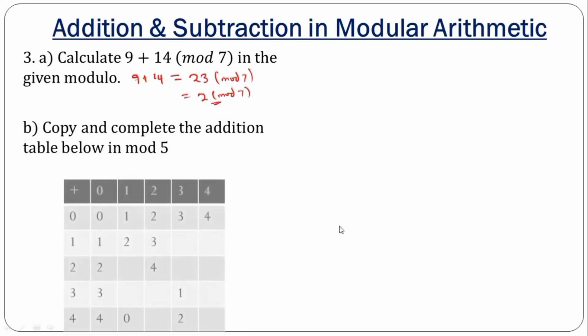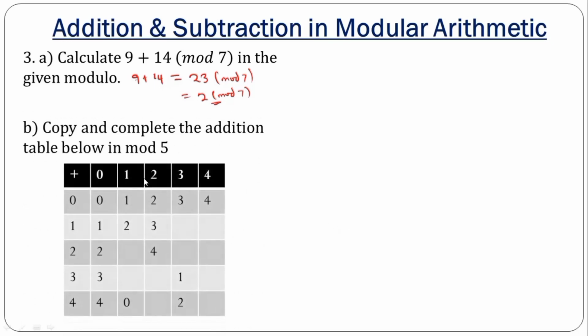This one is now in tabular form. They are asking us to copy and complete the addition table below in mod 5. All you need to note is that you first of all pick the vertical value before adding it to the horizontal. If it's subtraction, the same thing. So if I pick this 0, I'll add it to this 0. Of course, it is 0. This plus everything here will be the same. Of course, it's still below 5, so it won't change.